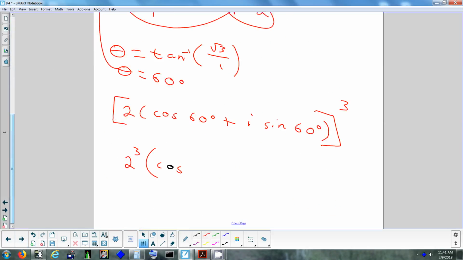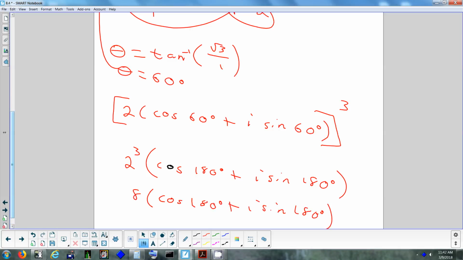And then what about our angle? Multiply by 3. Take your angle times your power. What's 60 times 3? 180. Cosine 180 plus I sine 180. With the exception of doing out 2 cubed, that's your final answer. Cosine 180 plus I sine 180. That is how you raise a complex number to a power.